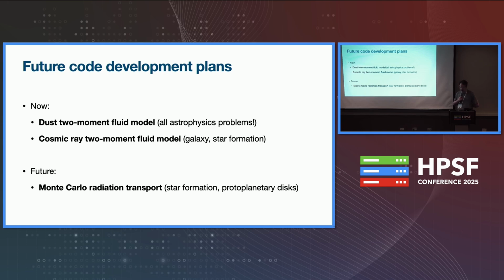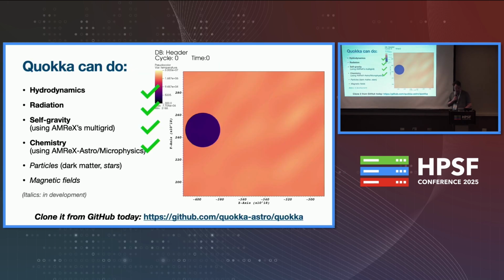Future code development, we have a group interested in adding a dust model that's important in all of these applications. Cosmic dust seems to affect almost everything in mysterious ways. Cosmic rays, we're very interested in cosmic rays, but that depends on adding magnetic fields hopefully soon. And Monte Carlo radiation transport is potentially something of interest for star formation and protoplanetary disks, but that's probably a few years away.